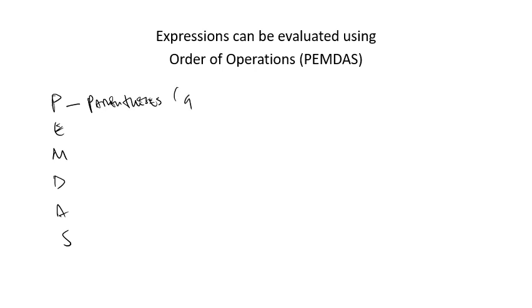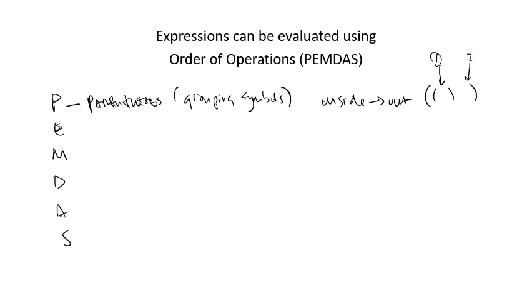but we should remember this includes all manner of grouping symbols. So it could be parentheses, could be square brackets, anything that groups together. So we work those from the inside out. So if we have nested parentheses like this, we start with the inside most parentheses, and then we would do those first, and then work to the outside parentheses next.